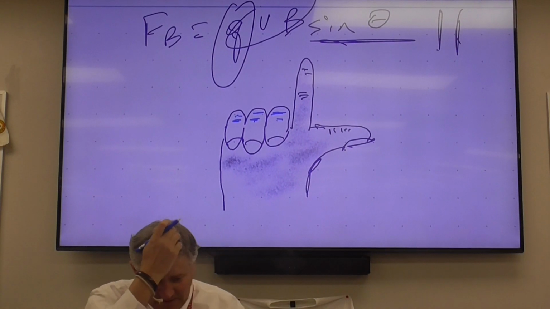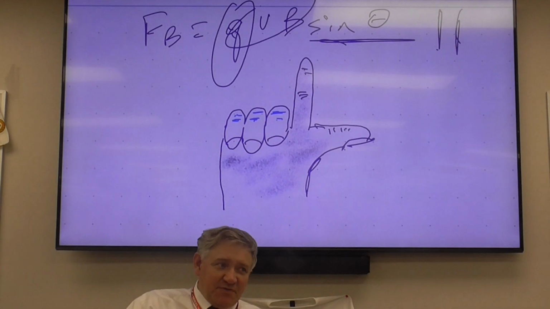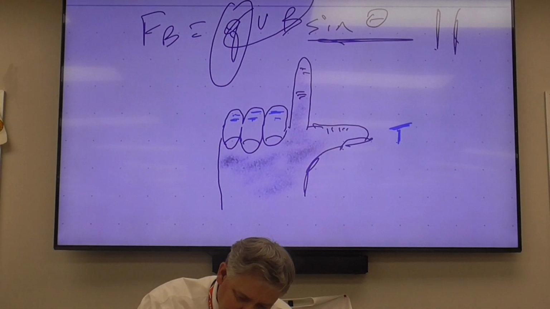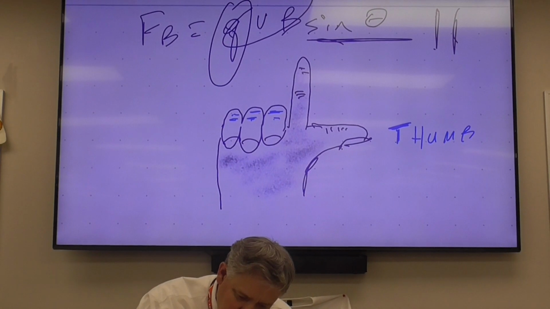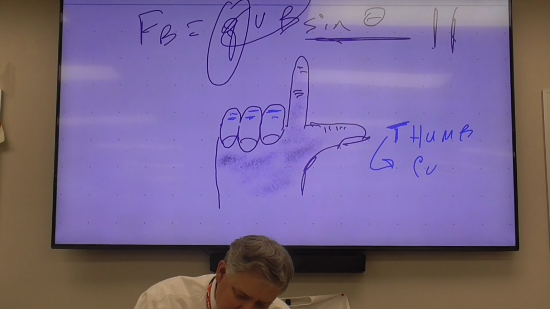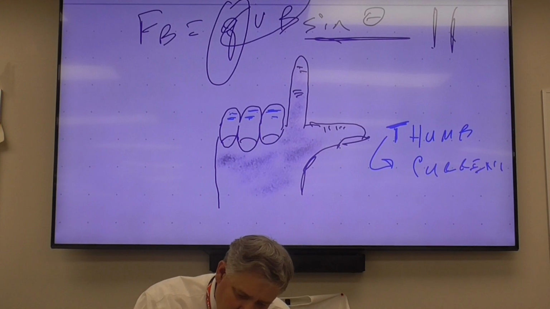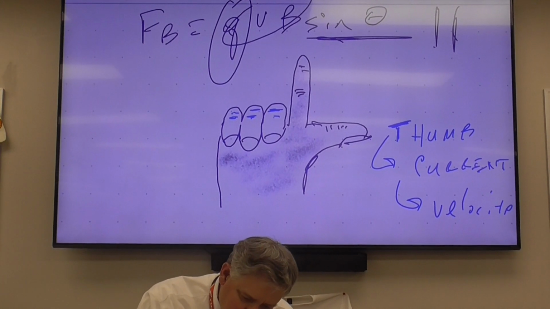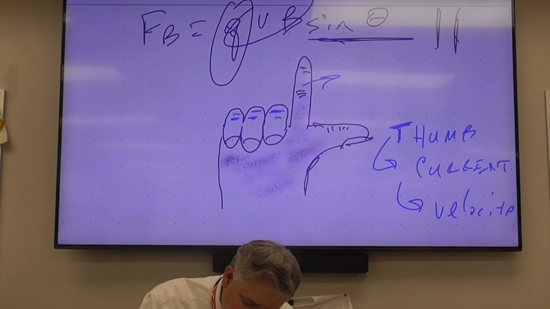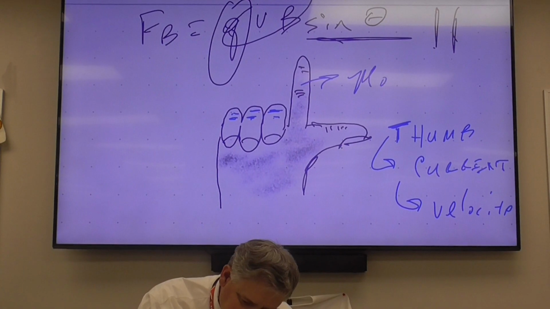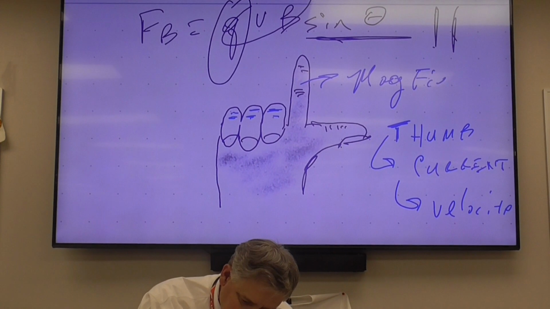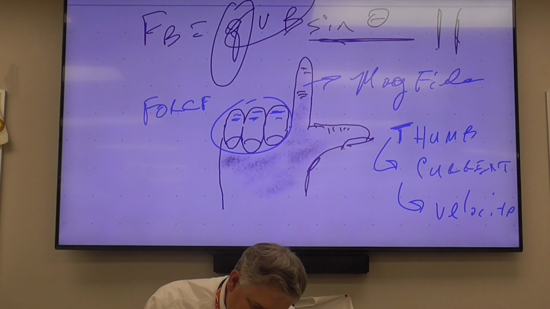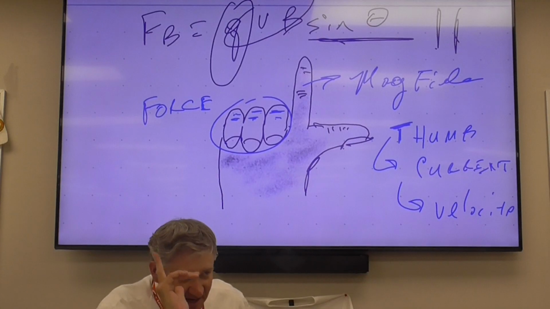Okay, so you're going to have three things. You're going to have the thumb, and that shows either the direction of the current or the direction of the velocity vector. Your index finger is the direction of the magnetic field. And these fingers are the force, okay? So you kind of got this action going.